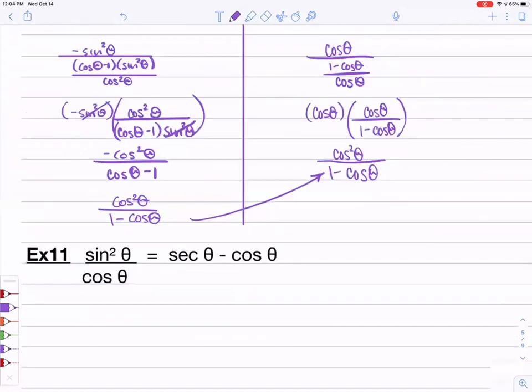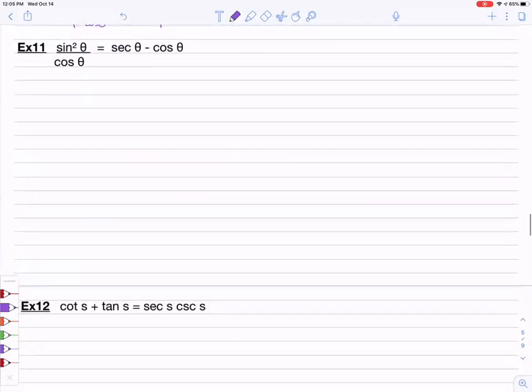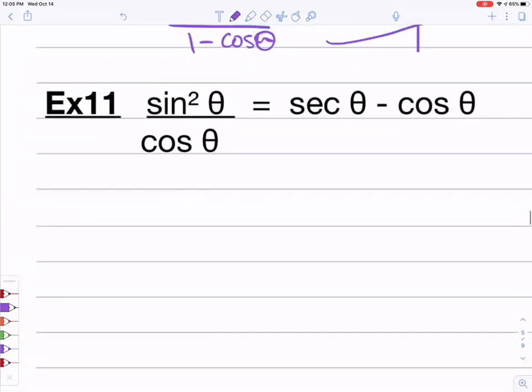That took a little while, didn't it? And that's not the only route to take. Do you want to try one? No? All right, we'll do one more. You can try number 12. Okay, we'll do one more together.